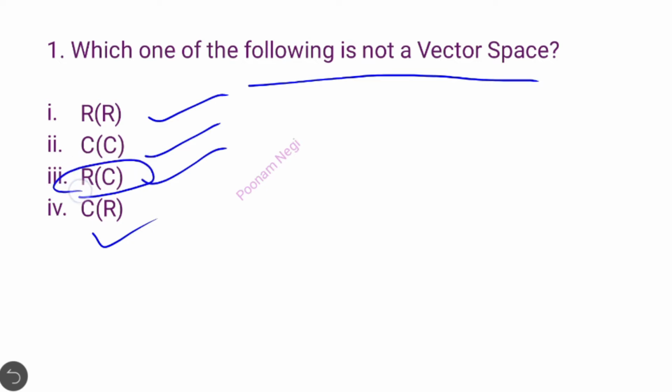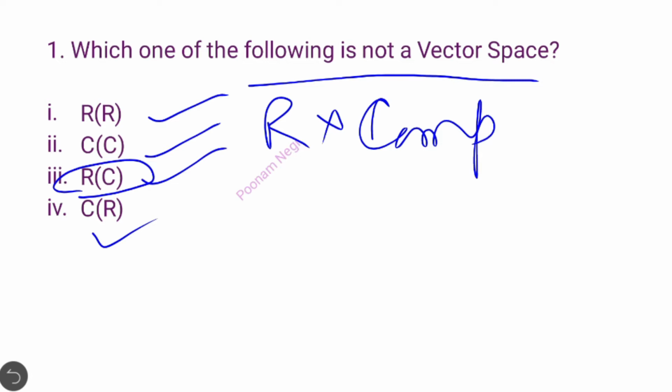R over C is not a vector space because multiplication of a real number with a complex number is not necessarily a real number. That's why this is not a vector space. So the correct answer is R over C.